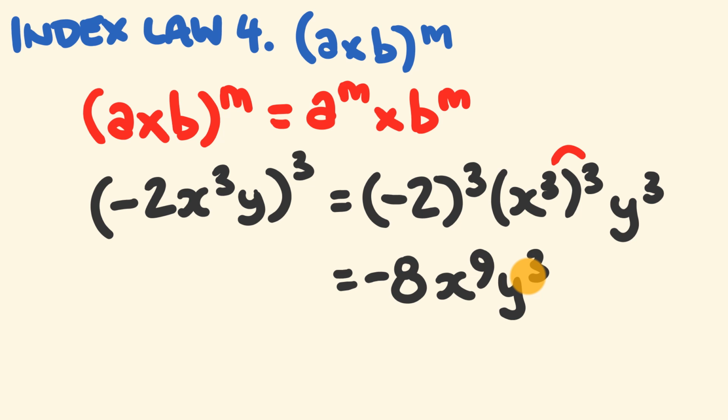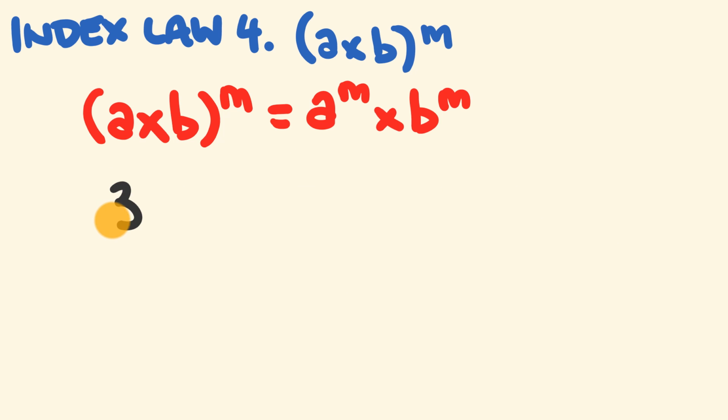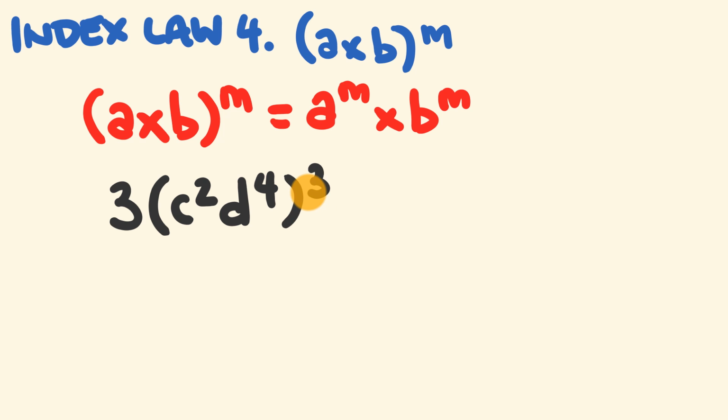Pretty simple, right? A nice easy index law. None of these are that hard. They kind of make a lot of sense when you look at them. What about one more example? I'll make it a little bit harder. So what about we have 3, we have c to the power of 2, and we have d to the power of 4, and that's all being raised to the power of 3.